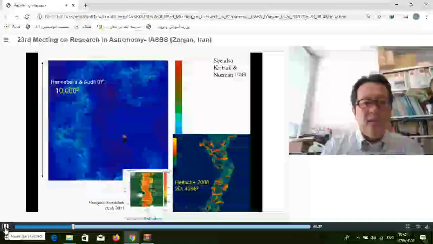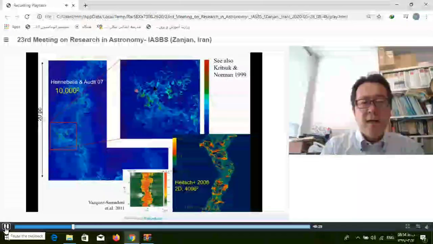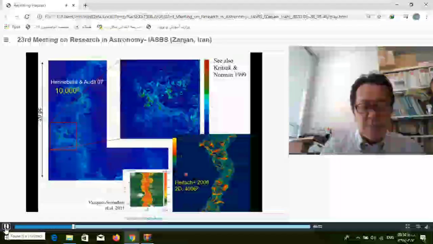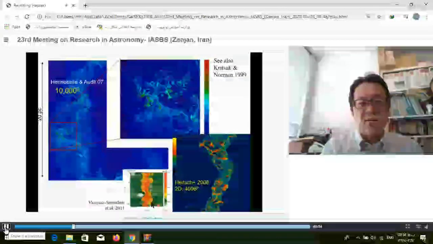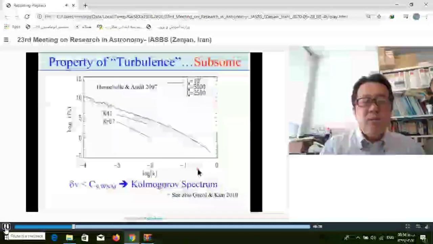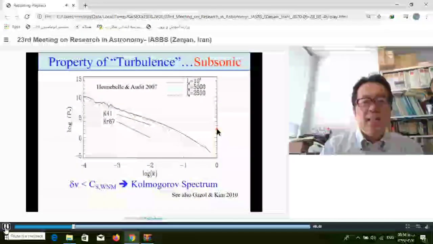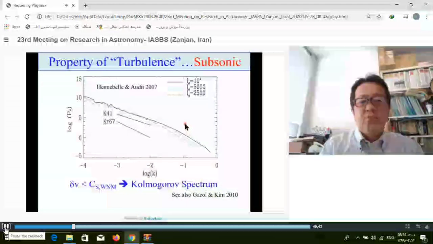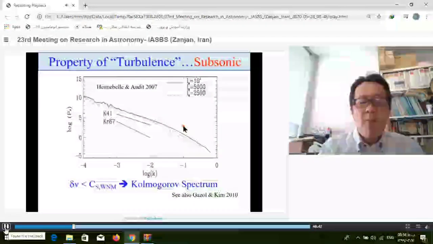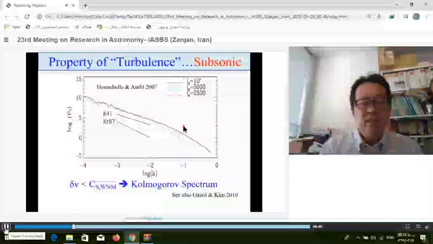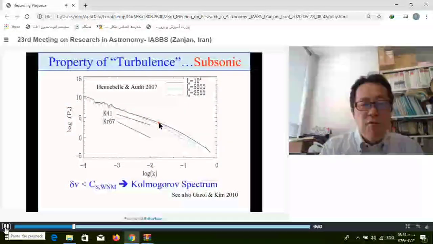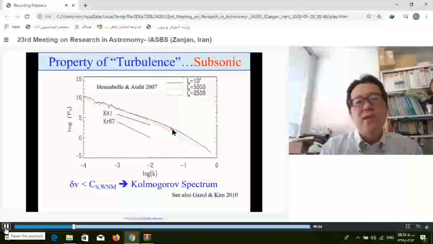This is a French group, and this is a Mexican group, and this is a German group, and this is a Mexican group. They all confirmed this picture. One of the important properties of this process is the spectrum. So we are now talking about highly compressible gas. The density difference is more than 100, but the actual spectrum follows Kolmogorov turbulence laws.